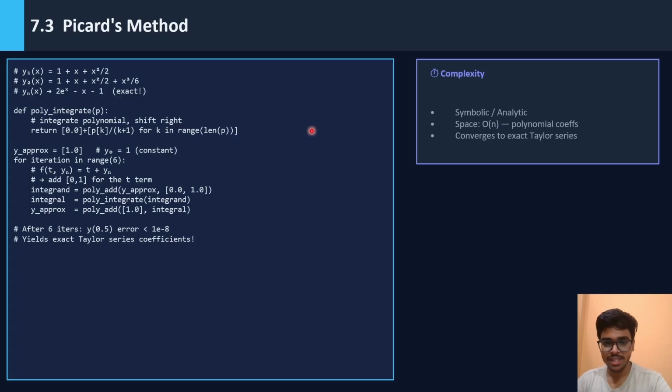Picard's method. It is an iterative analytical approach for solving differential equations. In the code, the solution is represented using polynomial coefficients. The function polyintegrate is used to integrate polynomial terms. During each iteration, the current approximation is substituted back into the equation to generate a better approximation. The iteration gradually approaches the exact Taylor series solution. The method is mainly symbolic in nature. The space complexity is O(n) because the polynomial coefficients are stored.